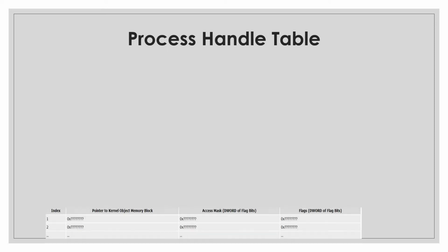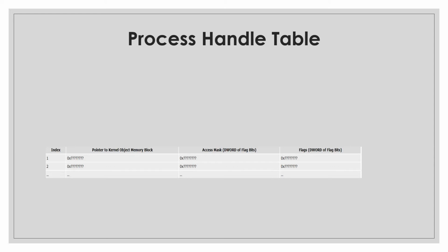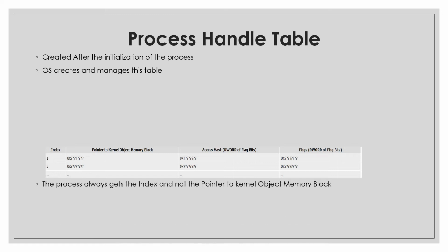Now let us discuss the process handle table. The process handle table looks something like this. You can see there is an index column. You can see there is a pointer to the kernel object memory block, but you never get access to this pointer. This process handle table is created after the initialization of the process. The operating system creates and manages this table.